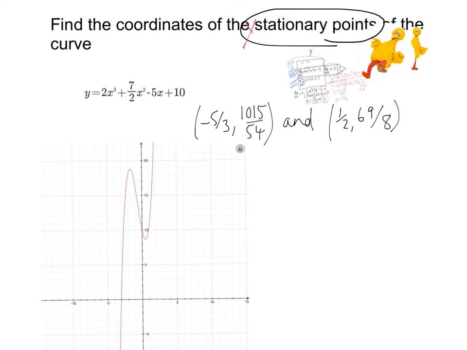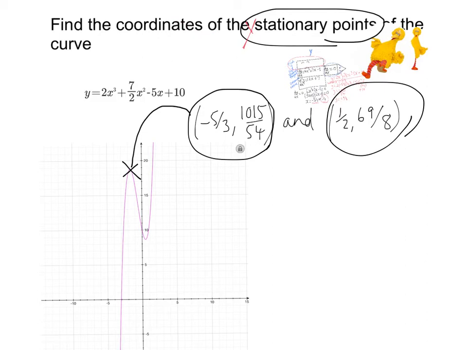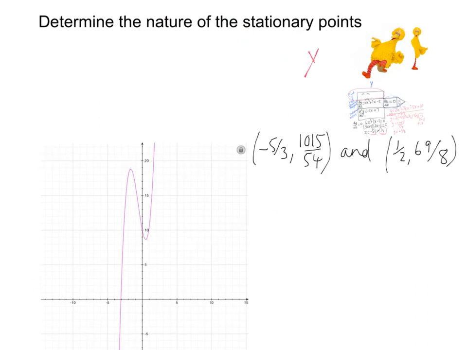Minus 5 over 3, that coordinate looks like it's that one, and a half, 69 over 8, looks like it's that one. All right, so I have found the coordinates of my stationary points. Now, the last thing that you're going to be asked to do is determine the nature of the stationary points.